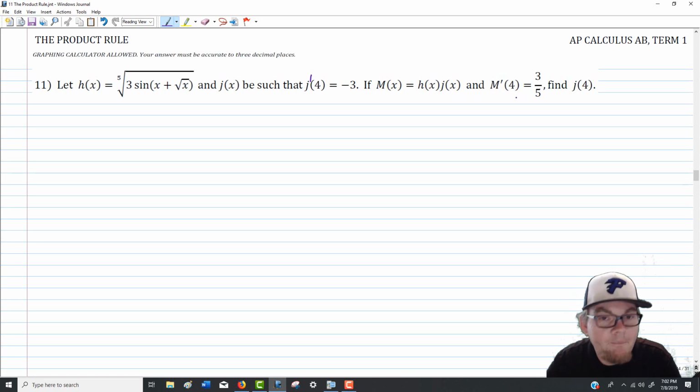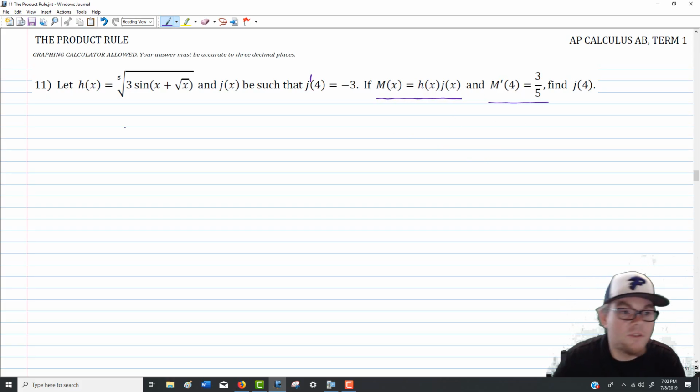Okay, we're going to go through this as much as possible. So where can I start? I'm going to start here. It says m of x is h of x, j of x, and m prime of 4 equals 3/5. So what I'm going to start with is trying to calculate what m prime of x is equal to. So let's just start there.